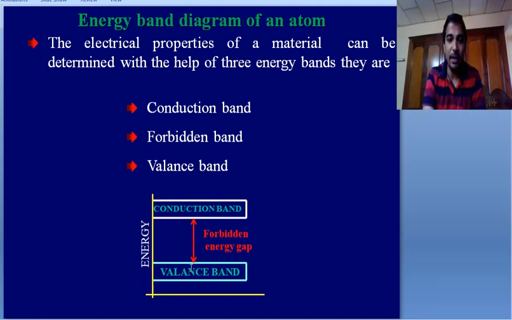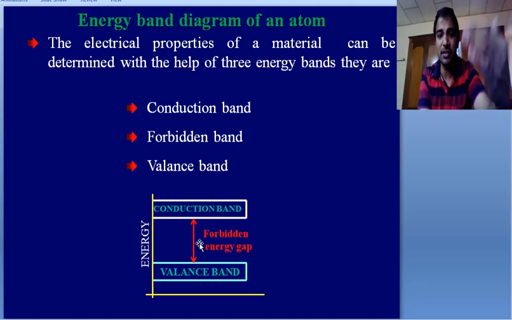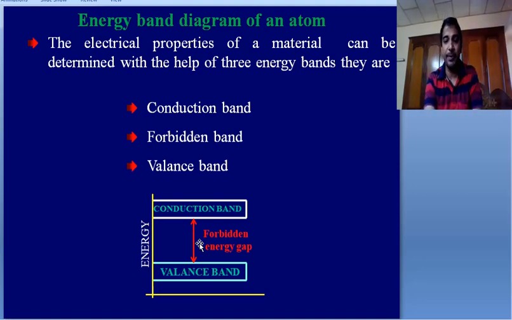See this diagram. First of all, the valence band, beyond which the conduction band is there, means the conduction band energy is higher. If you want to enter the conduction band, we need more energy. And in between, the forbidden energy gap is there, means if you have this much energy, you can jump and transfer your charge carriers into the conduction band.